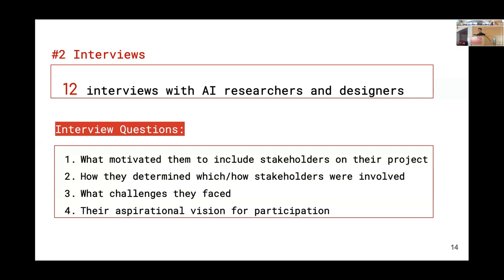So, what led to this consultative landscape? In order to understand how we got here, we interviewed 12 authors of papers from their corpus to understand their motivations, challenges, and aspirations of doing participatory AI. You can read the paper to see details about interviewees, backgrounds, and applications they worked in.